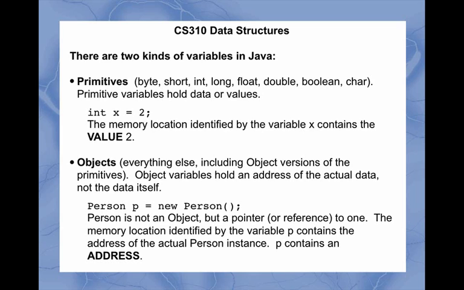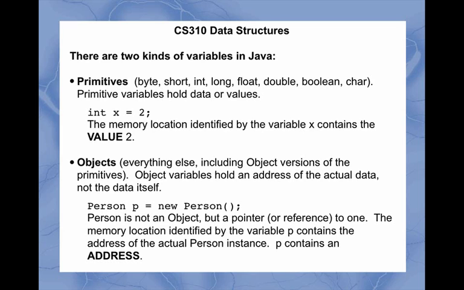Objects. Objects are everything except the primitive types. Also, the Java language has object versions of the primitive types. So we have, for instance, the object Byte, which is capital B, the object Short, the object Integer, and these correspond to the primitive variables. Object variables hold addresses. They hold the address of the actual data, but not the data itself.